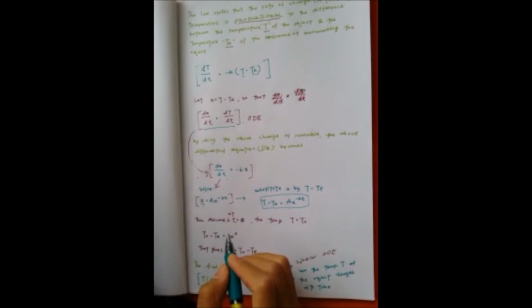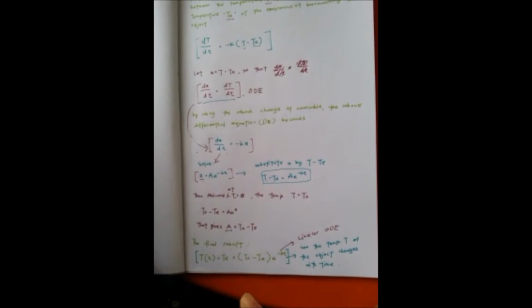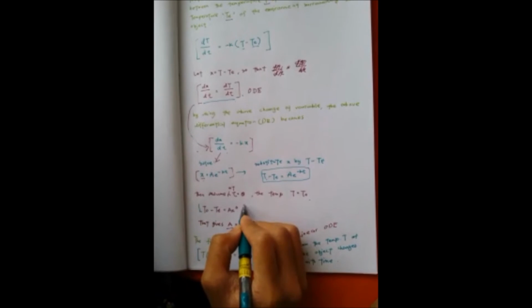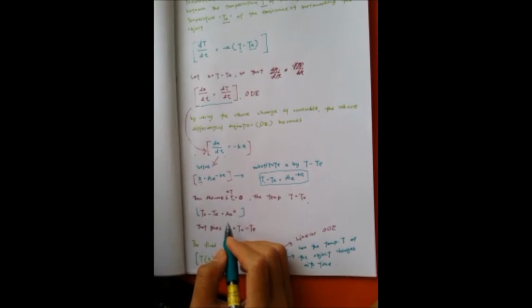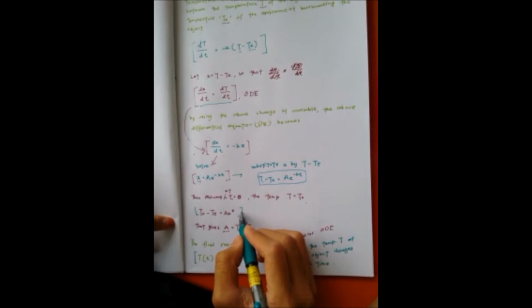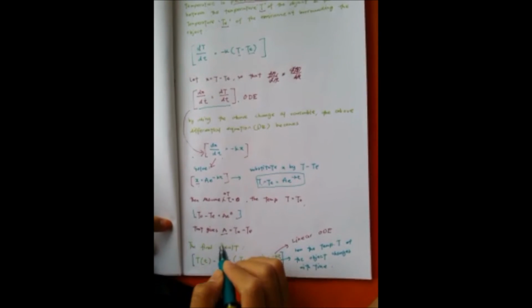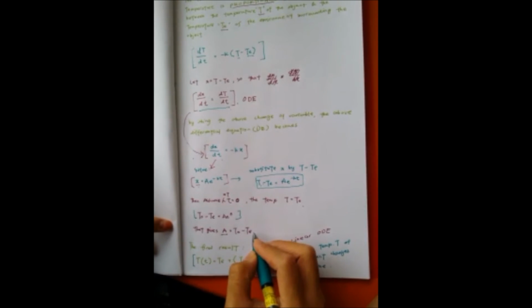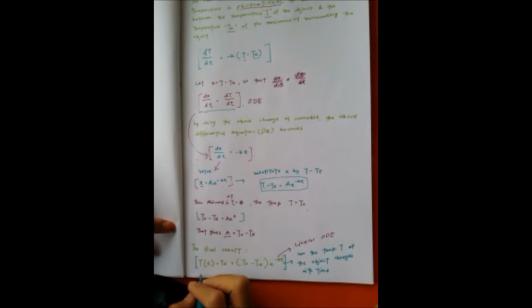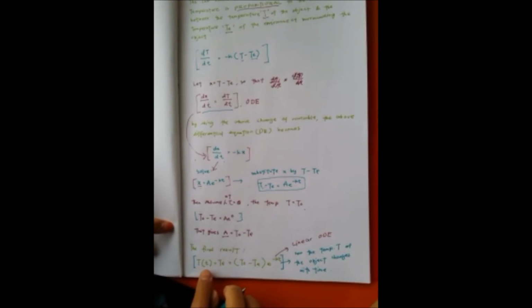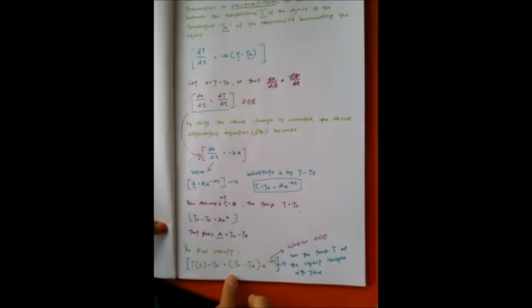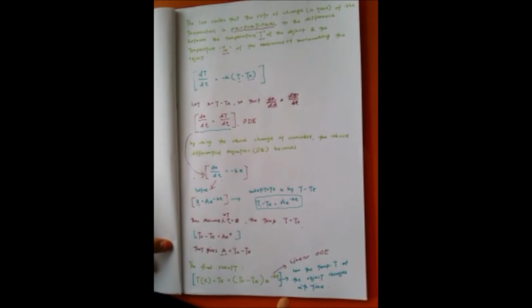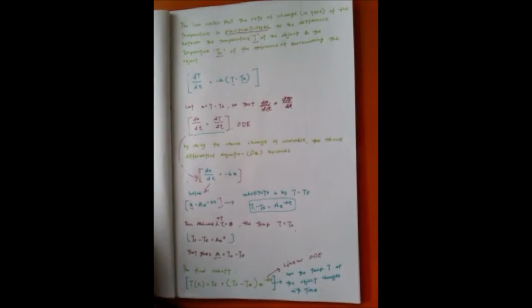So we assume at time 0, the temperature T is equal to T0. So our equation is T0 minus TE equals a exponential, so a equals T0 minus TE. Through this equation, we get the final result: T(t) is equal to TE plus (T0 minus TE) exponential negative kt. This is a linear ODE, and this equation shows the temperature of the object changing in time. Thank you.